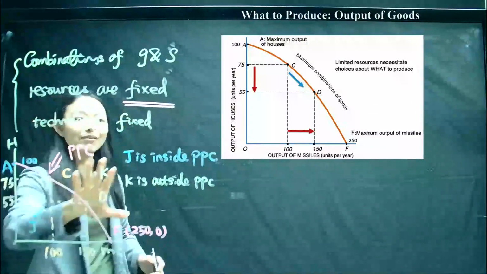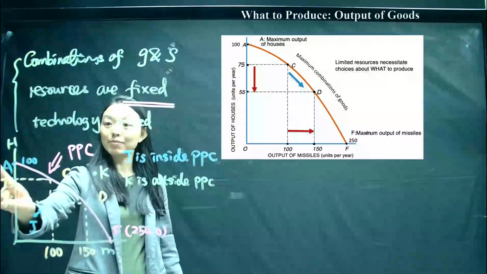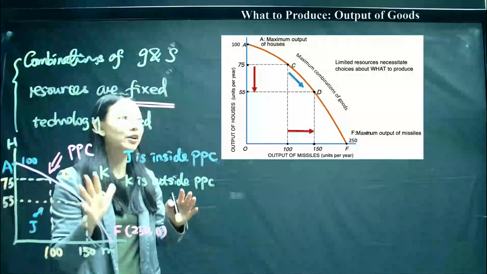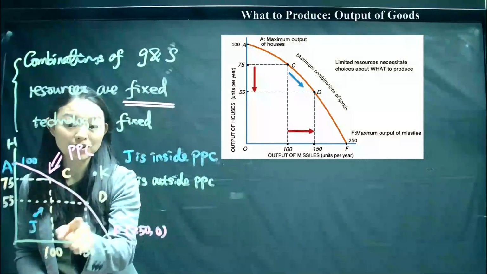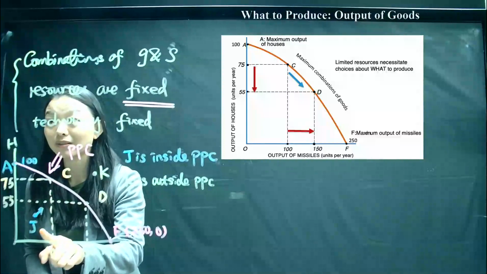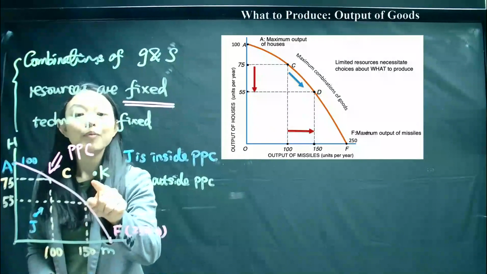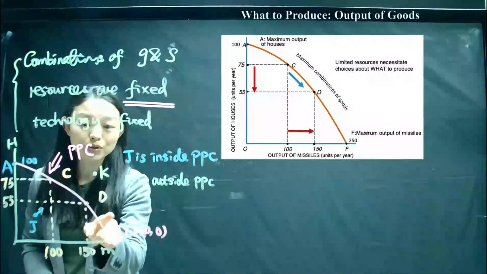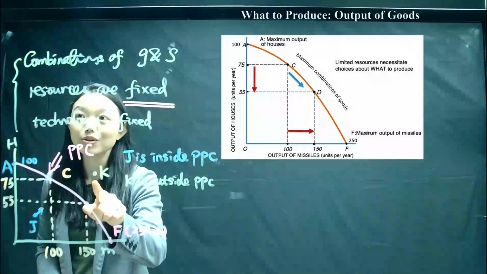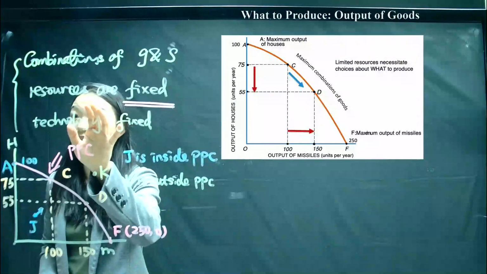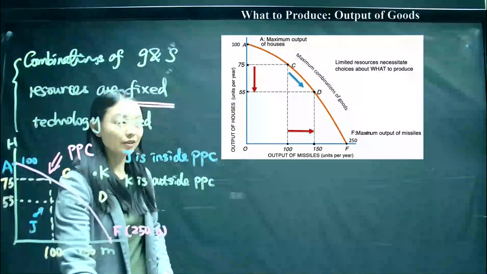So you can see we have different points: A, C, D, F. Those points are all on the same PPC, and those are very efficient production points. However, point J inside the PPC is not an efficient production point because it cannot fully utilize all the resources. Point K is better than points A, C, D, F, however, point K is impossible to produce based on the available resources. So those are some important things regarding the PPC.